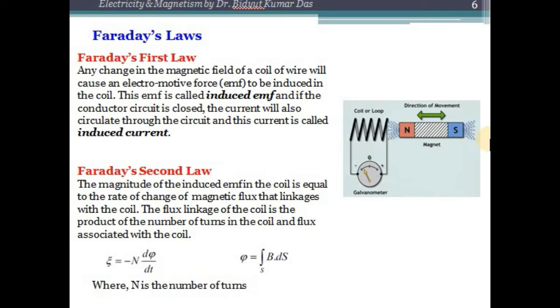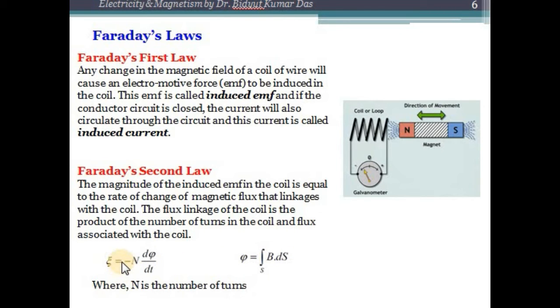Now Faraday's second law says that the rate of change of magnetic flux passing through the circular coil is directly proportional to the induced EMF. So if ε is the induced EMF, then it will be proportional to dφ/dt. So from Faraday's second law, we can write ε equals minus N dφ/dt, where capital N is the number of turns of the coil, and φ we can write using this relation.